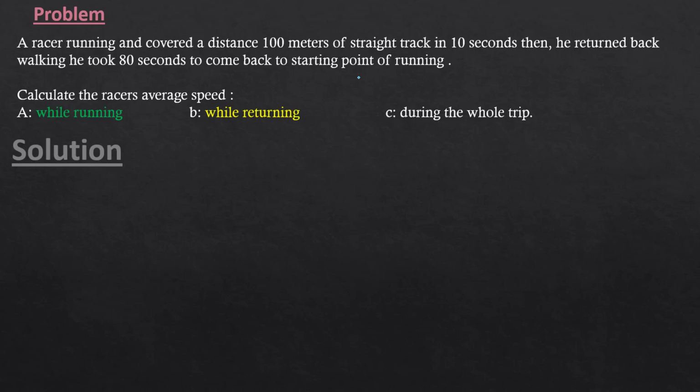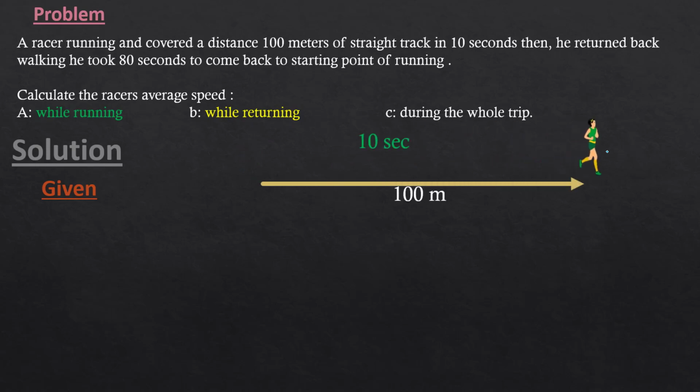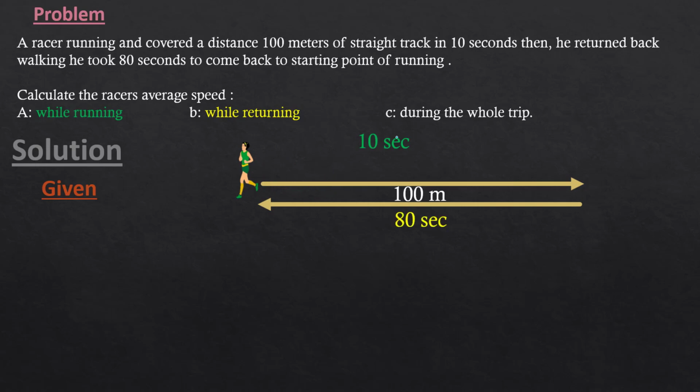The very important thing here is to draw the path of the problem. It will make the problem very easy for you. So look here, this is a racer and he covers a distance of 100 meters on a straight track like this in 10 seconds, and he returns back in 80 seconds to the starting point. So we have two paths here and two distances. We want to calculate the average speed while running.